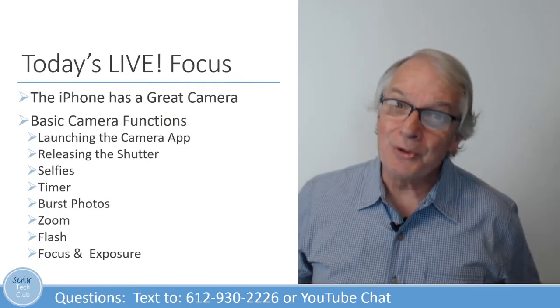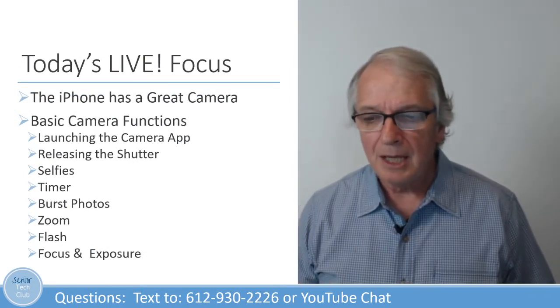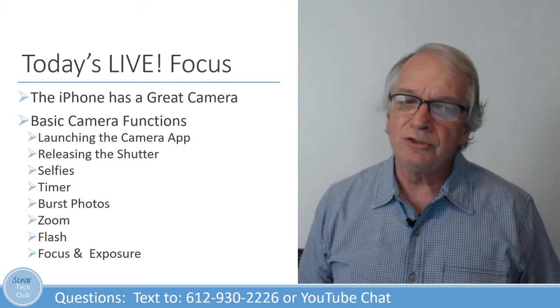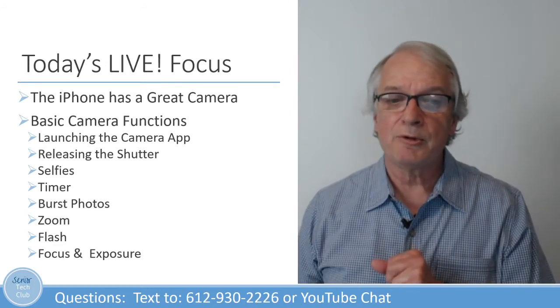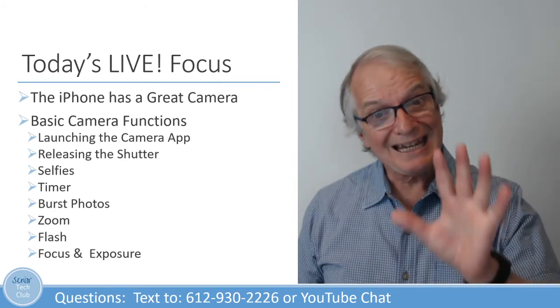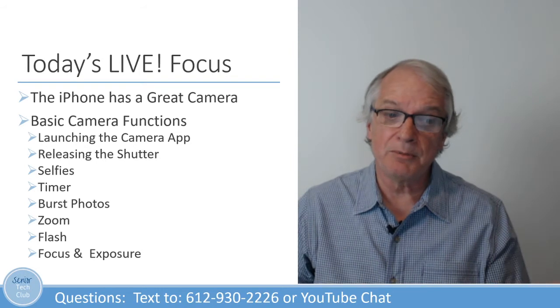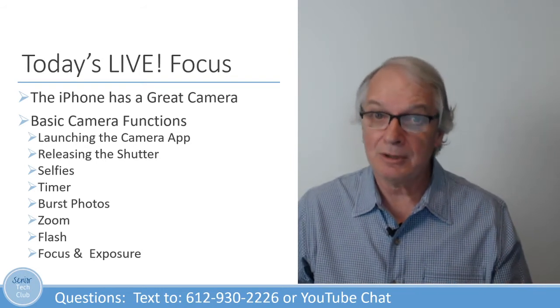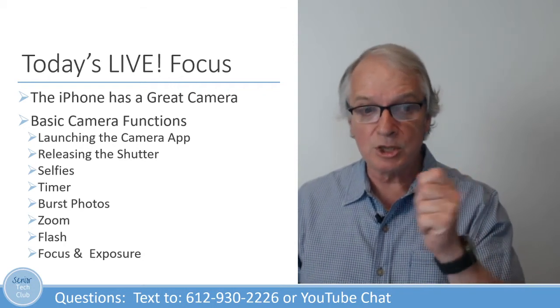Okay. Those are the basic operations that I wanted to cover today. I went a little bit over time, but in a review, here's what we did. We gave you 5 different ways for launching the camera app. We presented 8 different ways for releasing the shutter. All right, we talked about the selfie process. We talked about the timer shutter release. We talked about burst photos, 10 images per second.